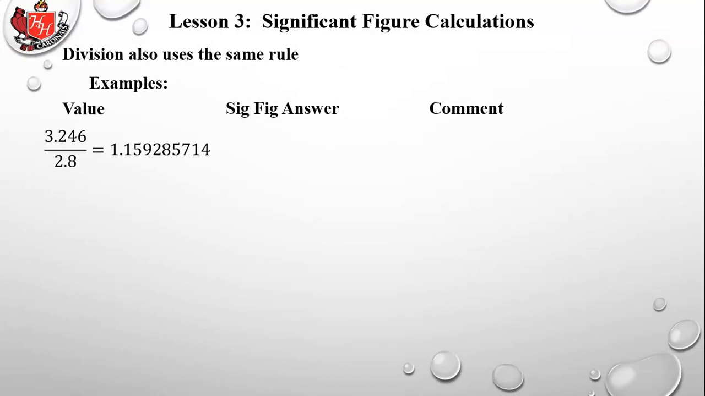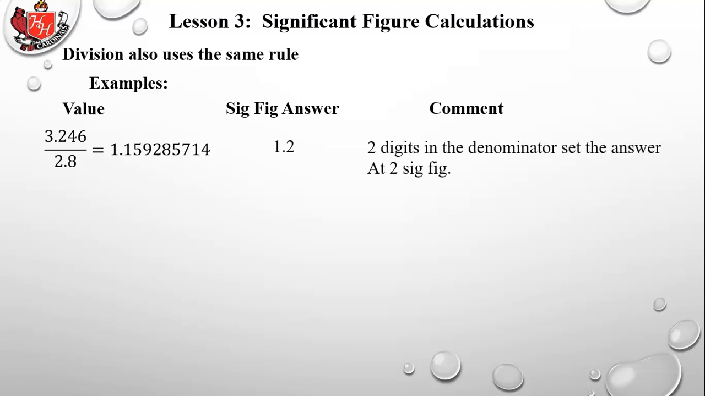Okay, now we're going to do it with division. The rules are the same. In a division, you have a divisor, that's the number on the bottom, and a dividend, that's the number on the top. Whichever one has the least number of Sig Fig, that's going to determine how many Sig Fig in the answer. So what's the Sig Fig answer for that one going to be? Think about it. And it's going to be 1.2. 2 digits in the denominator set the answer at 2 Sig Fig. So you're going to have 1.15. The 5 is going to round the second digit, the one after the decimal point, up to 2, and that makes it 1.2, which is 2 significant figures.